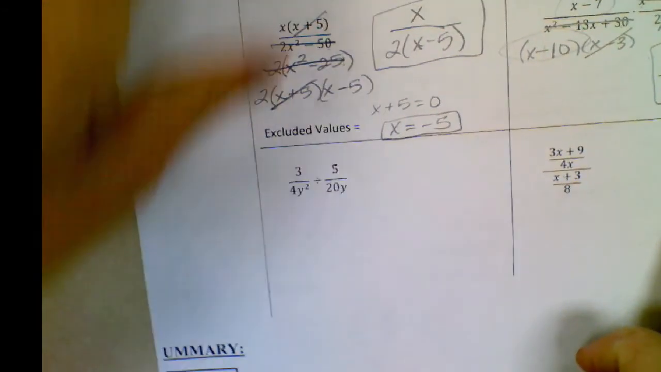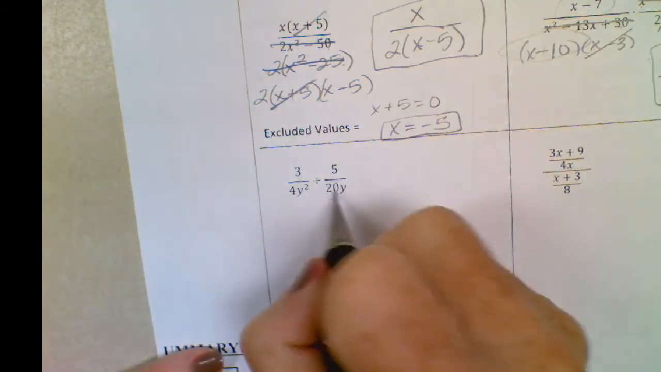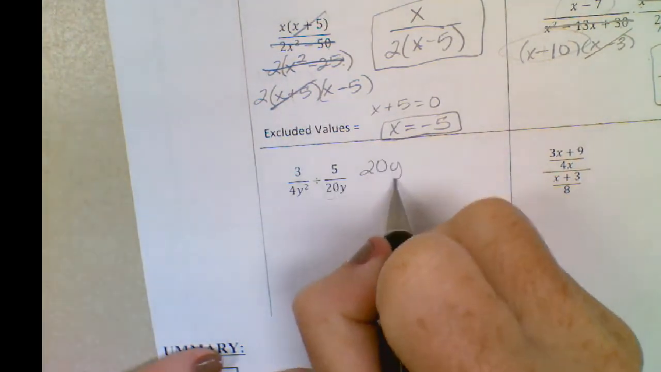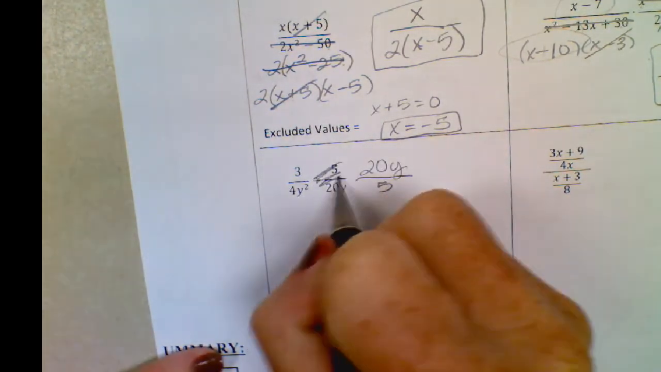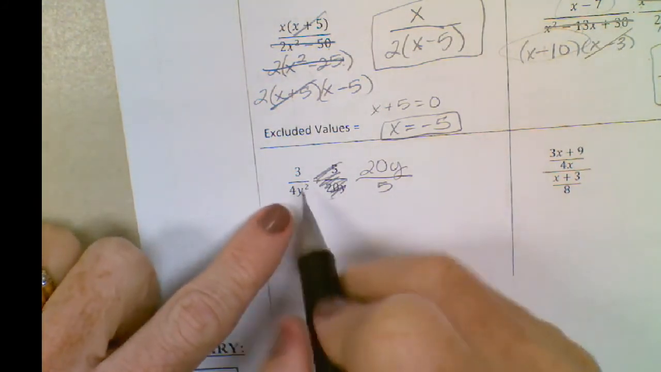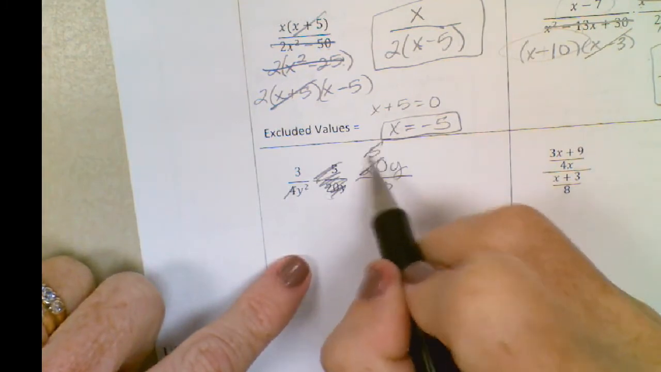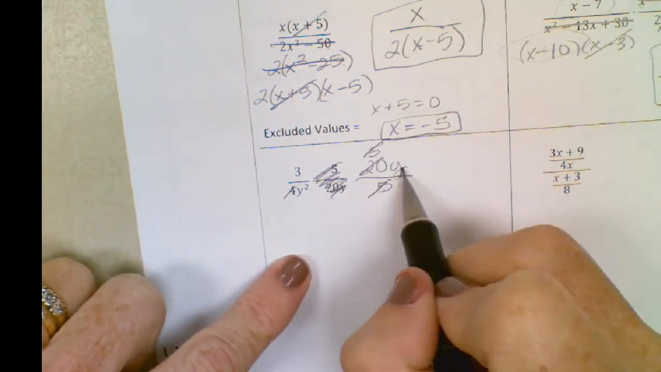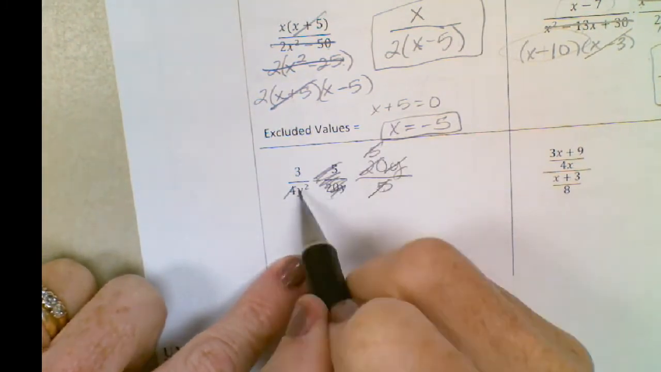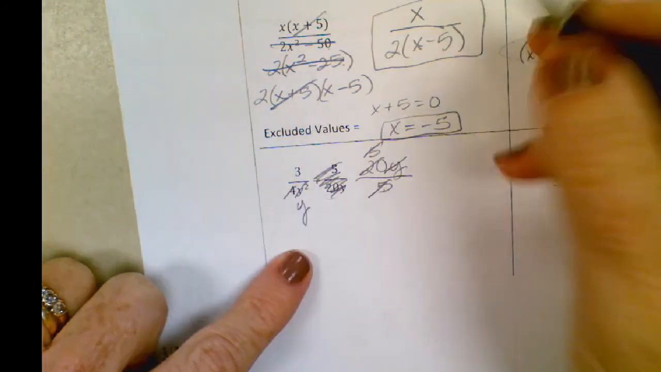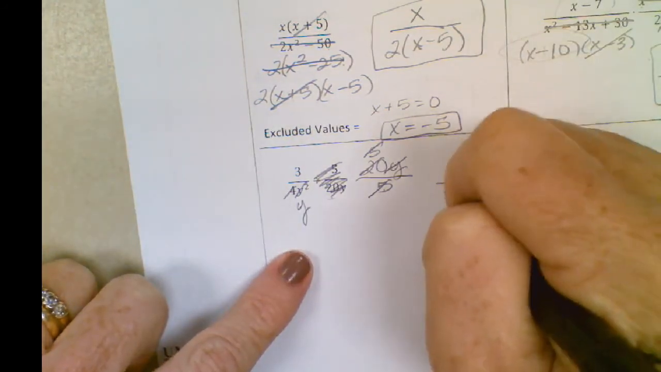So, okay, and lastly, let's practice our dividing. So I'm going to flip this fraction over to 20y over 5 first. And then 4 goes into 20 5 times. 5 and 5 will cancel. I have 1y on the top and 2 on the bottom. So I can take one of those y's away. So I just end up with 3 over y.